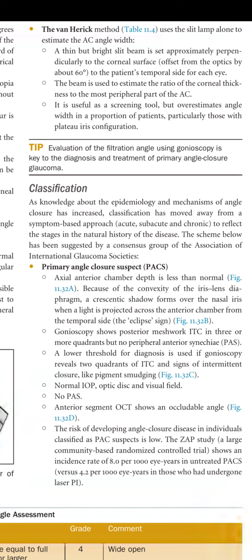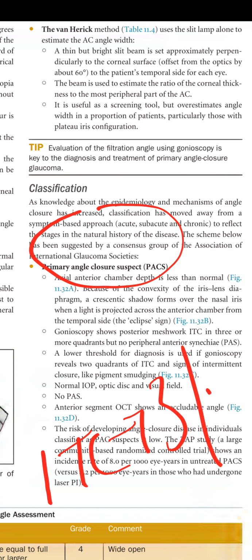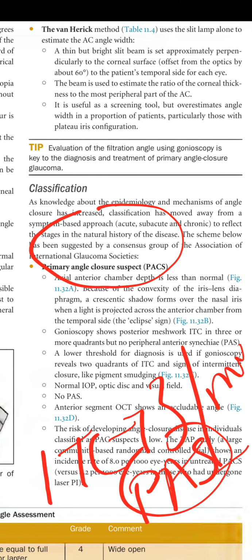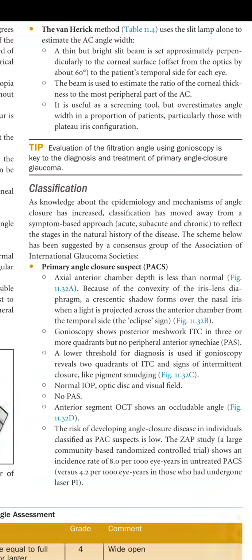Gonioscopy shows posterior trabecular meshwork iridotrabecular contact (ITC) in 3 or more quadrants but no peripheral anterior synechiae. A lower threshold for diagnosis is used if the gonioscopy reveals two quadrants of ITC and the signs of intermittent closure like pigment smudging. So, in a case of primary angle closure suspect, you will see iridotrabecular contact in 3 or more quadrants, but there will be no PAS. No peripheral anterior synechiae means that on indentation the angle is going to open.